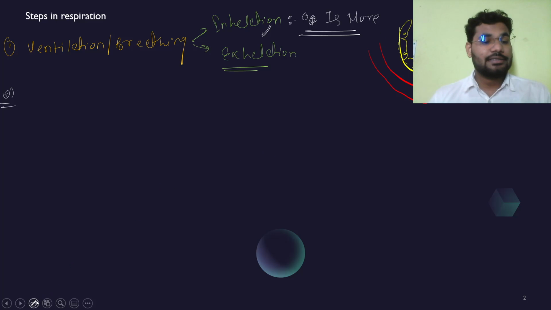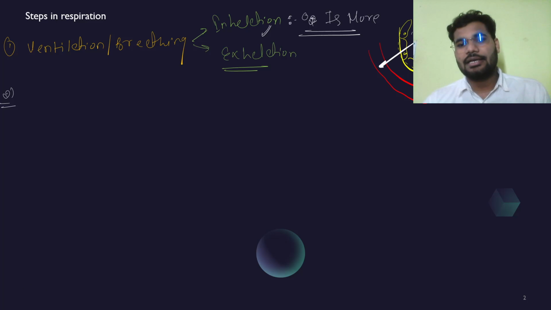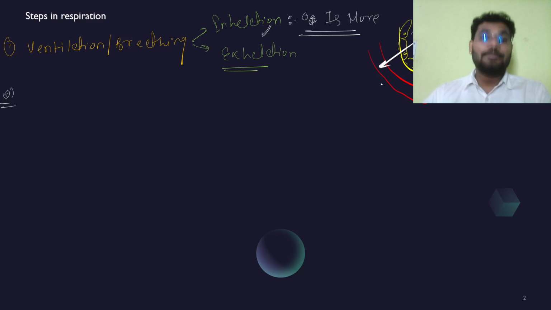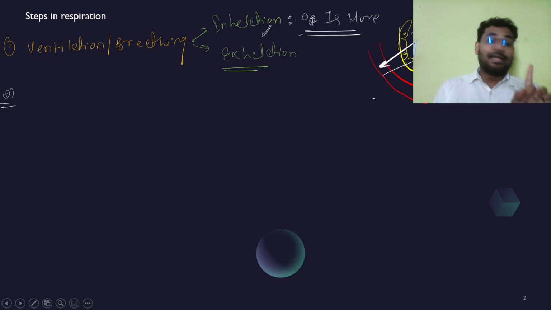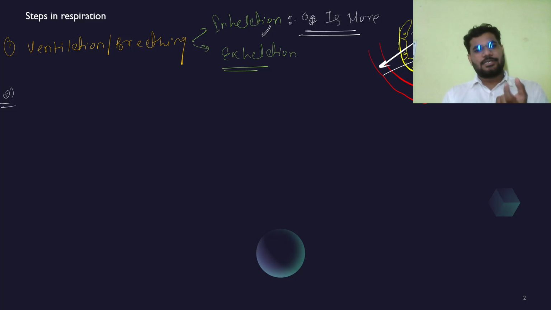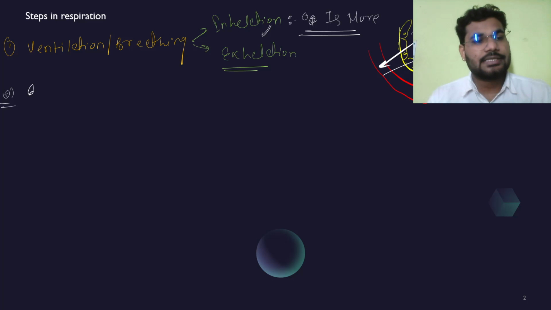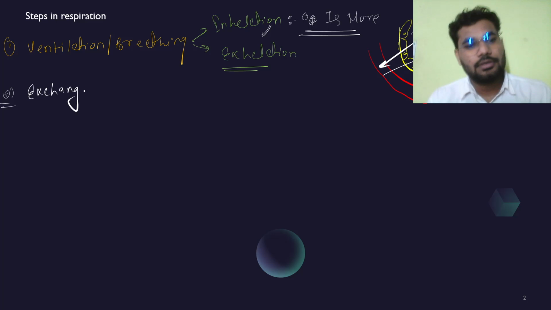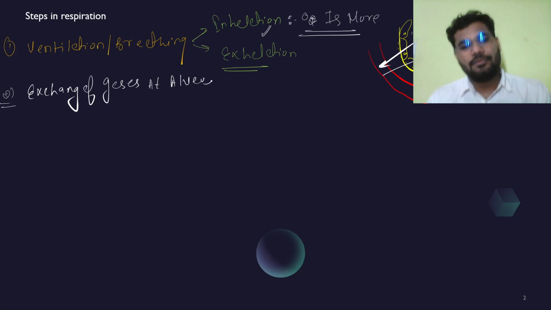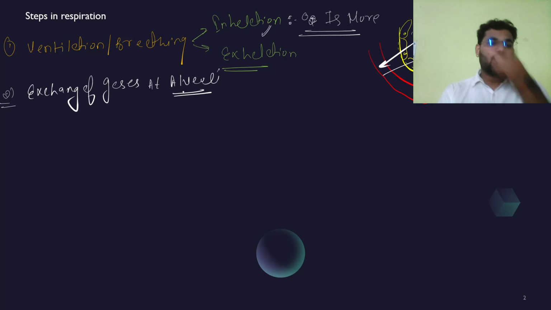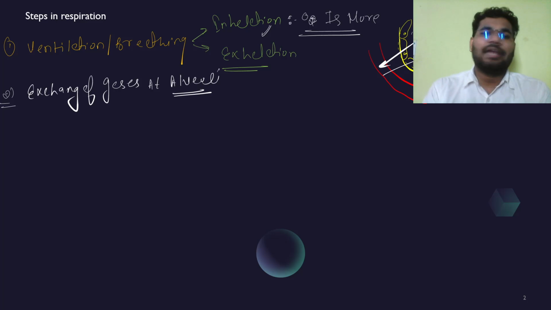The air that is O2 rich enters, of course, in the blood. We'll let you know the complete detail, and from the blood CO2 goes out. So that happens. So first of all, at first level, exchange takes place. So the second is exchange of gas. Exchange of gases at alveoli. This is one of the first things we need to know, that exchange of gases at alveoli is taking place.